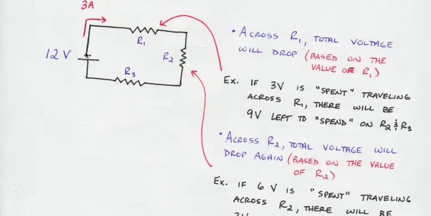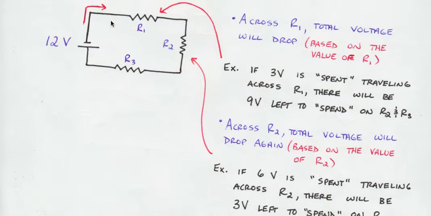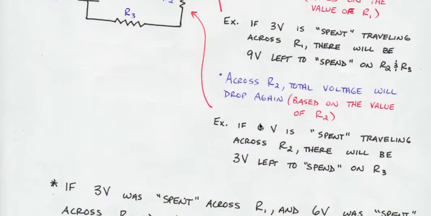So just to rehash, I started with 12 volts. As I traveled across resistor 1, the voltage dropped by 3, and I then had 9. If in this example it costs me 6 volts, or the 6 volts is the drop as I travel across resistor 2, well, I started with 12, I lost 3, and then I lost 6. So over here, the remaining voltage I have left is only going to be 3, because 12 minus 3 is 9, and 9 minus 6 is 3. So as I'm going across these resistors, my voltage is dropping.